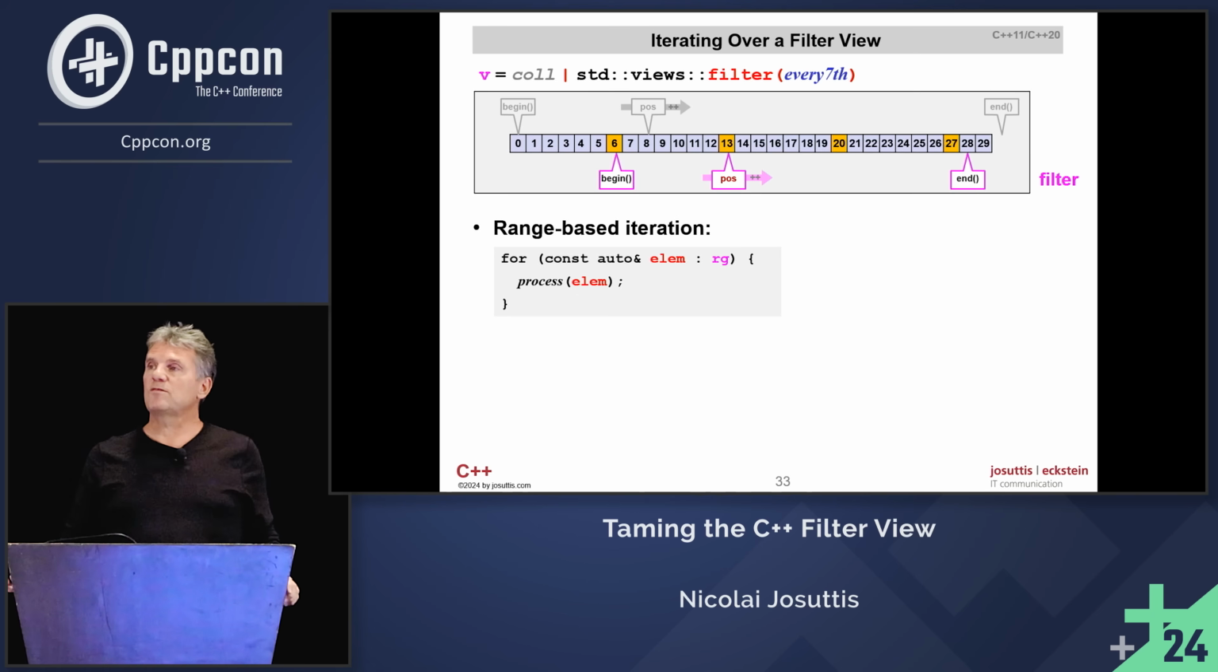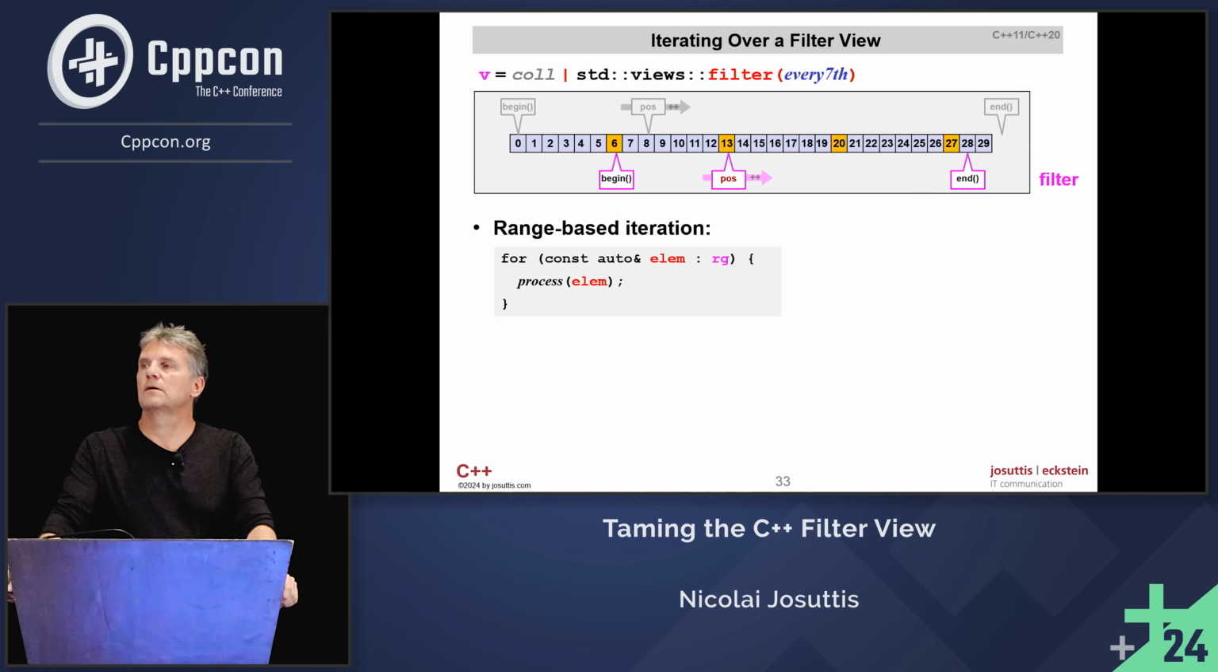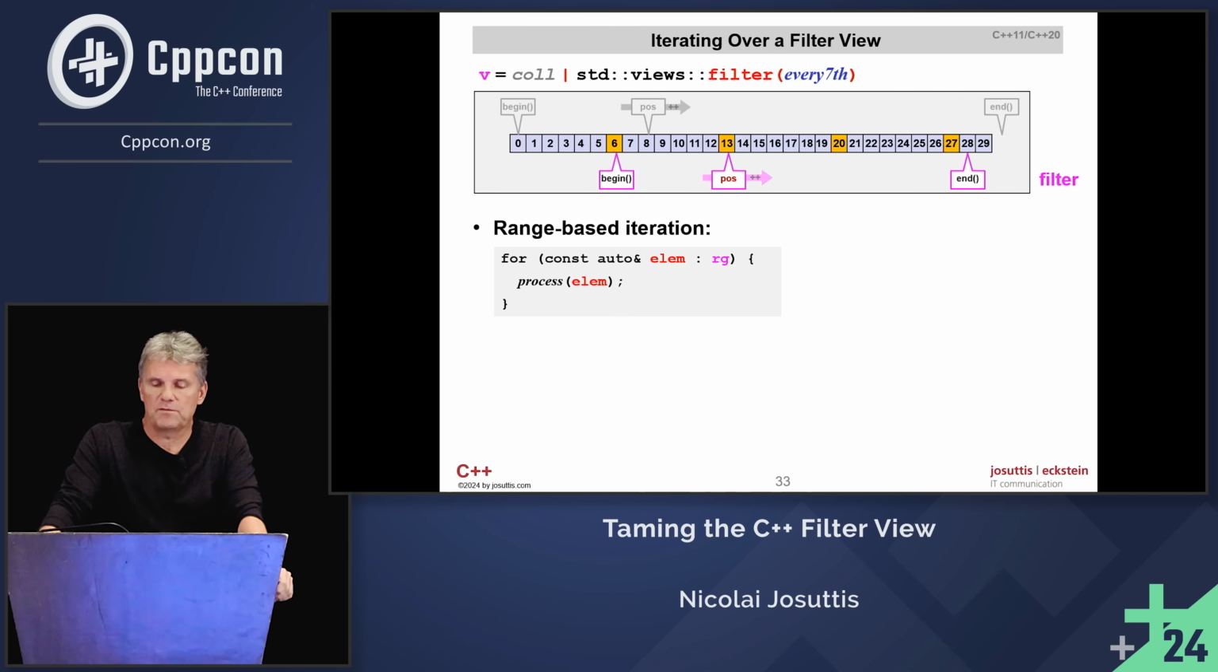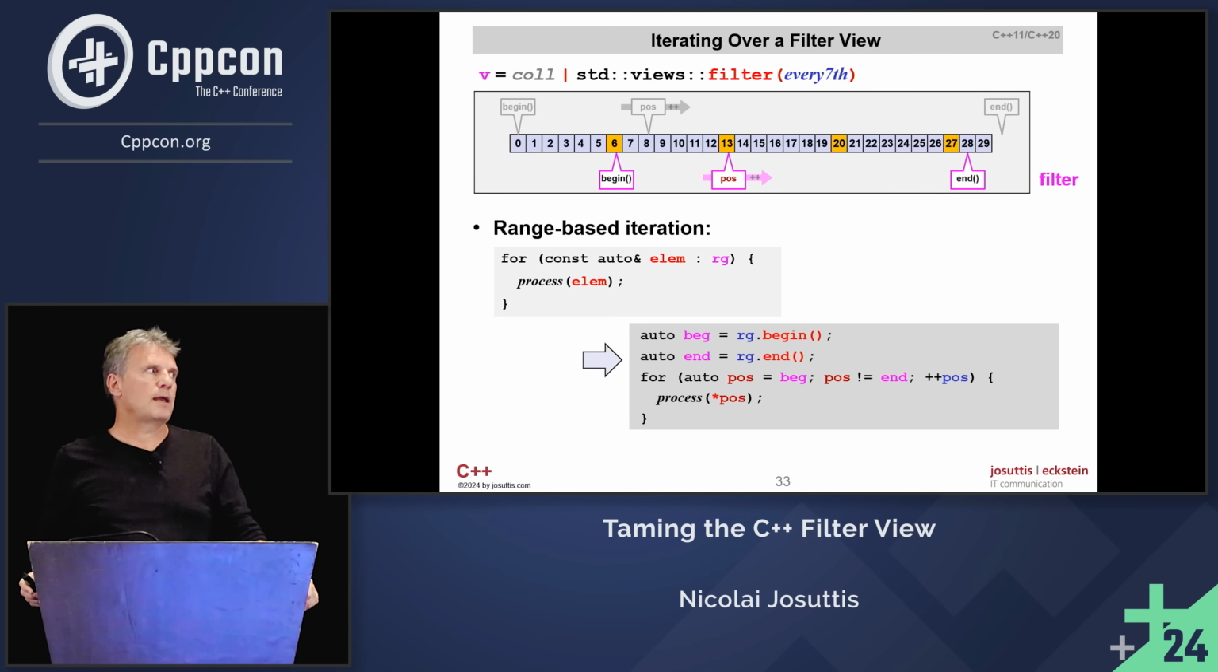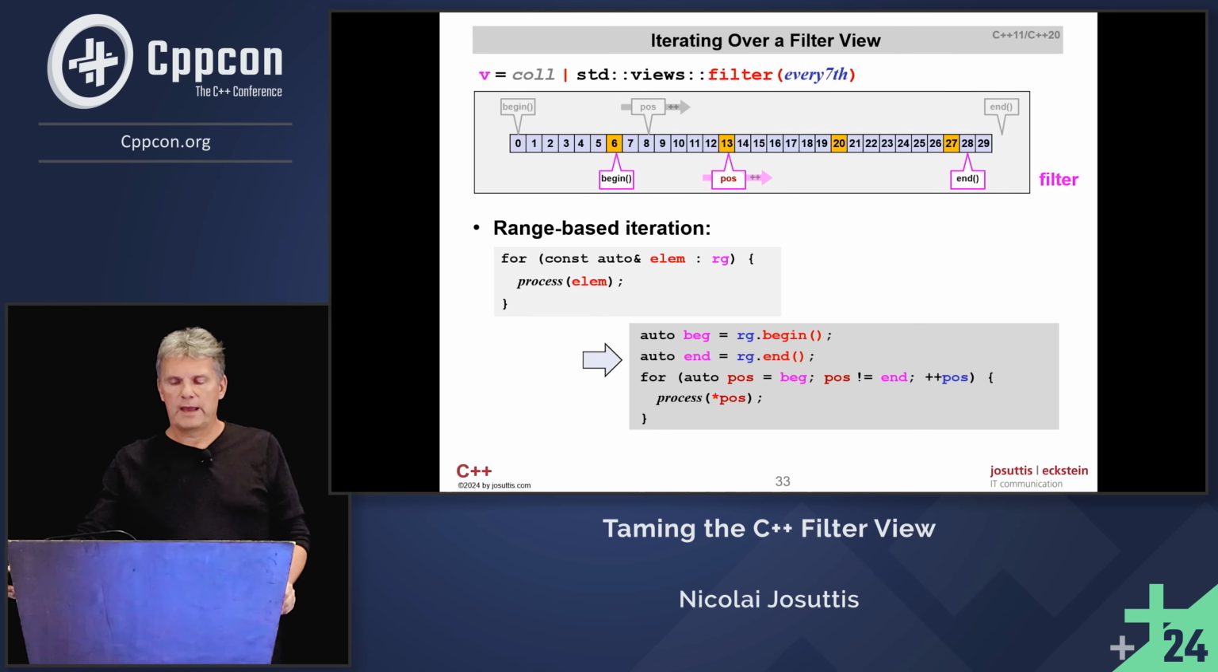There are different ways to deal with that. One is you can use the range-based for loop. The range-based for loop, as you see it here, internally uses a for loop. And that for loop at the beginning calls once begin and once end.